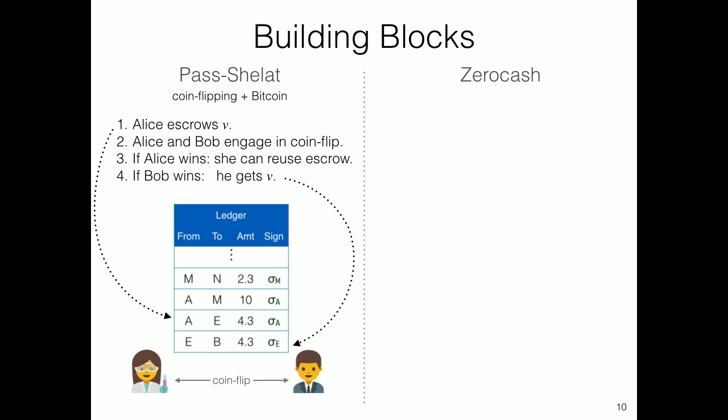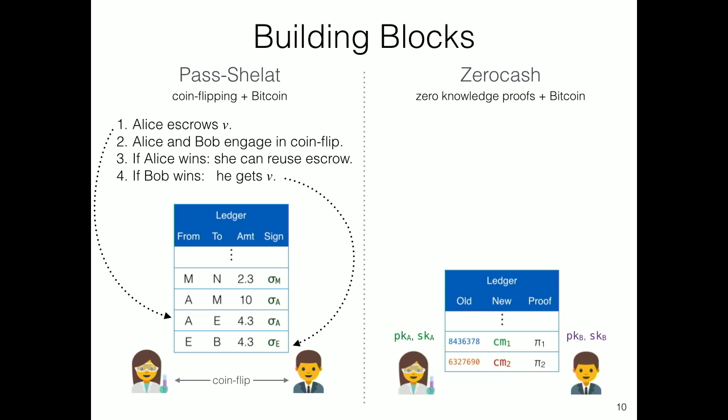But if Bob wins, he gets the value, and a transaction appears on the ledger, transferring the escrow's value to his account. So that's Parse and Shallot, and it's pretty simple. What Zero Cash does is takes Bitcoin and adds anonymity via zero-knowledge proofs.